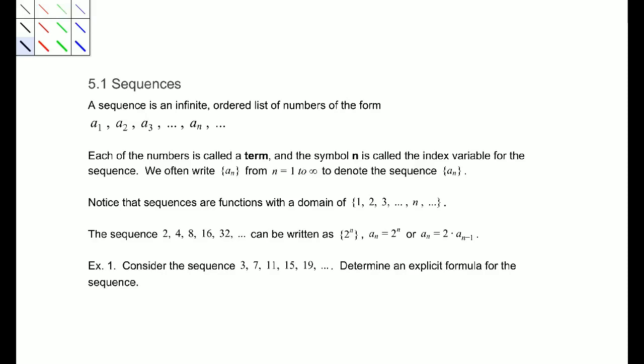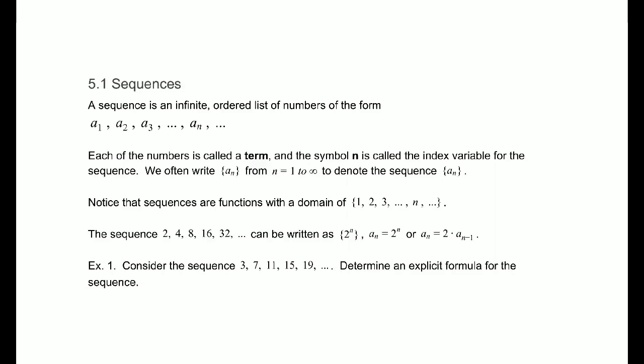Okay, so to begin with, a sequence is an infinite ordered list of numbers of the form a sub 1, a sub 2, a sub 3, 4, 5, 6, all the way up to n, and just continuing on. Now, each of these numbers is called a term. And the symbol n is used as the index. It's the index variable for the sequence. We often write in these curly braces a sub n from n equals 1 to infinity to denote that sequence.